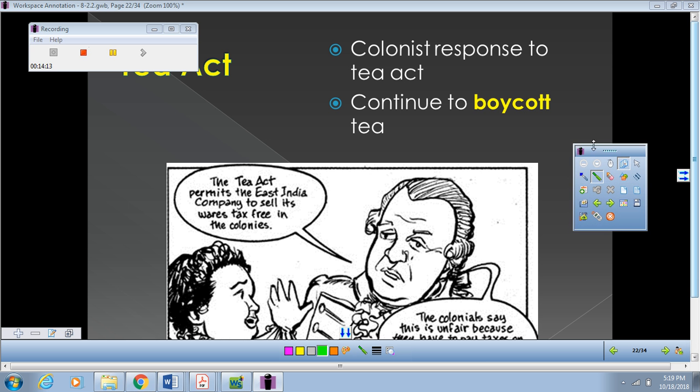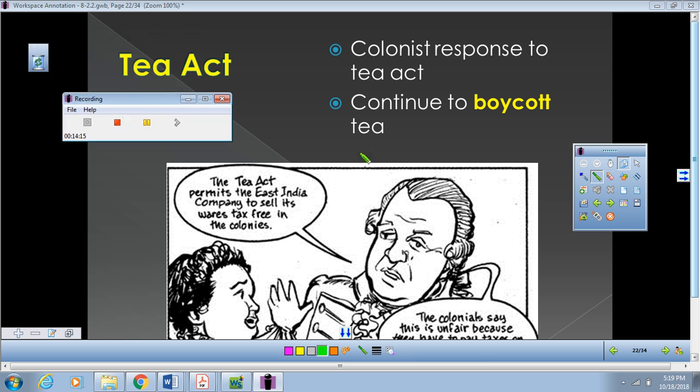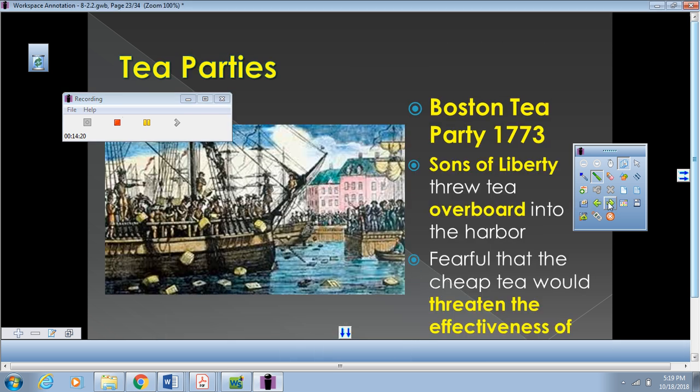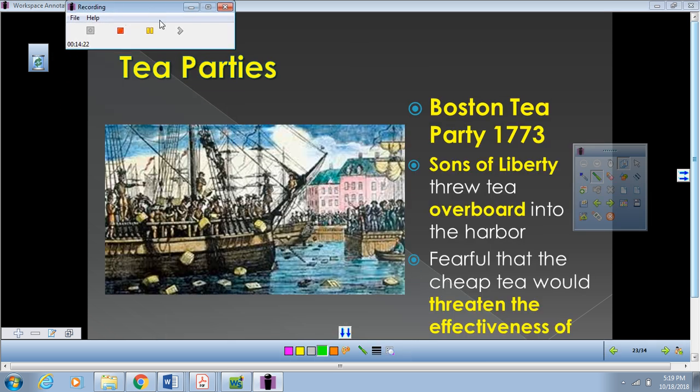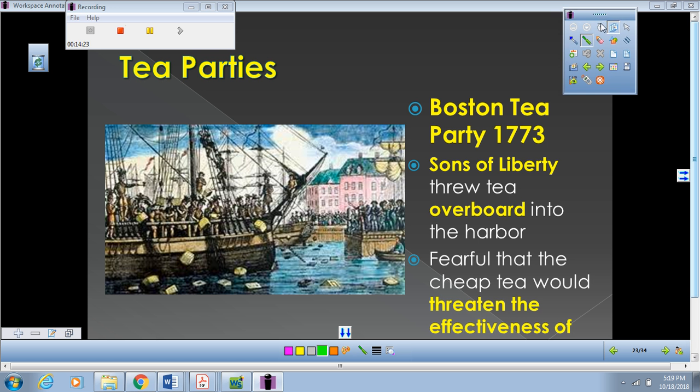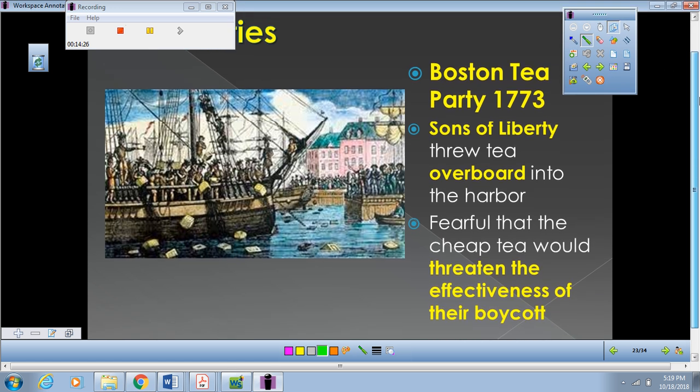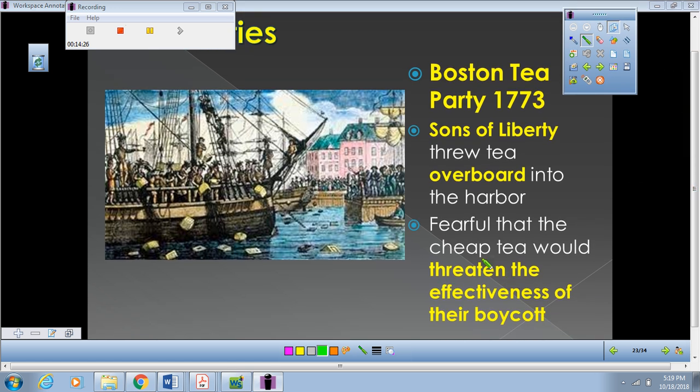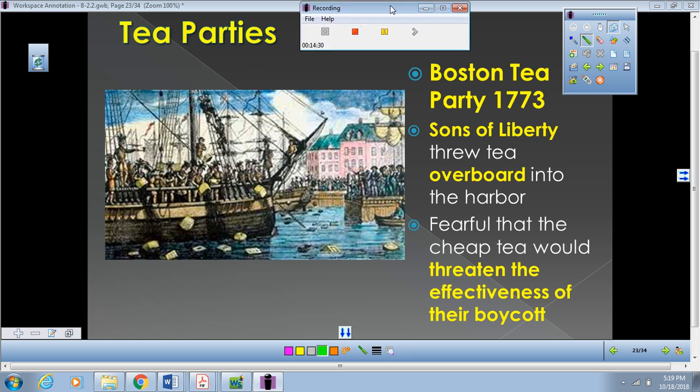The colonists' response to the Tea Act was they continued to boycott tea, but the colonists were worried, especially the Sons of Liberty, that the boycott might be broken by the colonists who love tea and might be tricked by the cheaper tea. So the Boston Tea Party of 1773 occurred.